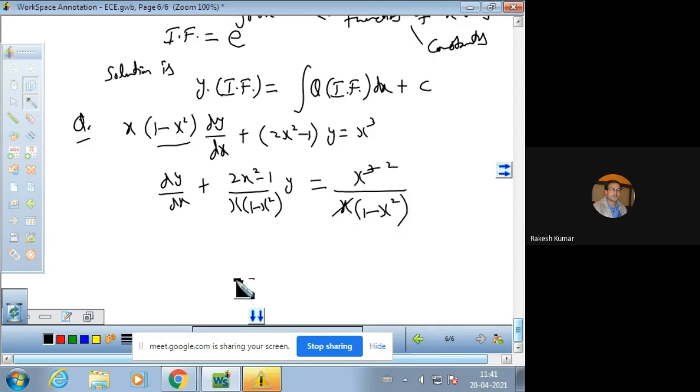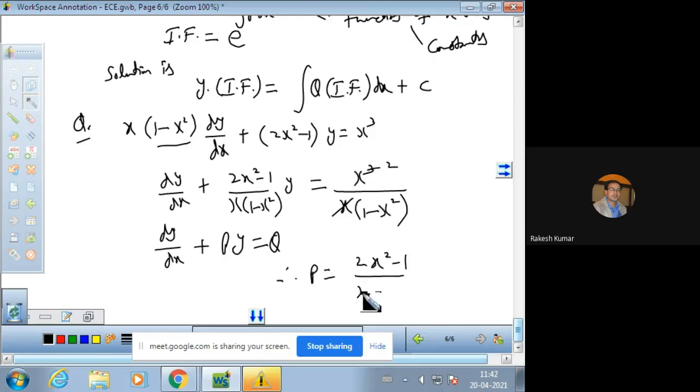So you will compare this equation with the Leibniz linear differential equation, that is dy by dx plus py is equal to q. So you will have the value of p, that is (2x square minus 1) over x into (1 minus x square), and for q you will have x square over 1 minus x square. So these are the values of p and q.